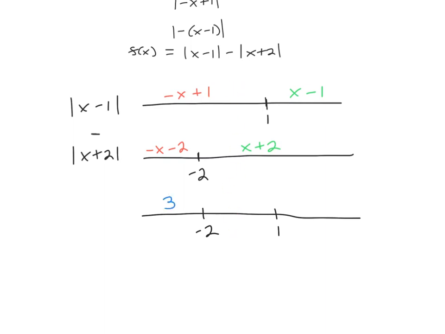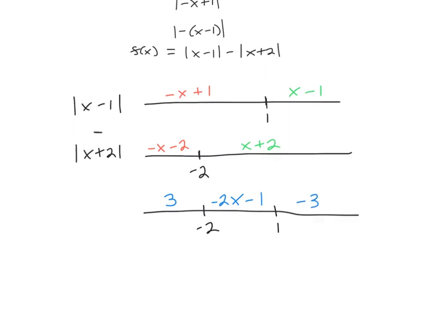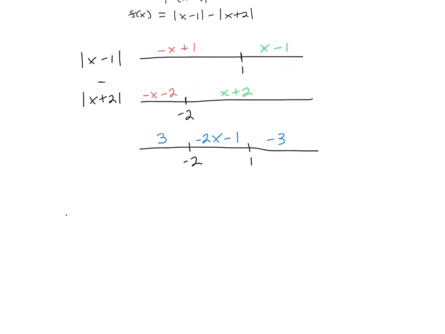In this middle zone, I can see that I'm going to use negative x plus 1, and I'm going to subtract x plus 2. So I'm using the equations that are defined in this region. So negative x minus x is negative 2x. 1 minus 2 is negative 1. And last, in this zone, I'll use this and this, and I'm going to subtract. So x minus x is 0, negative 1 minus 2 is negative 3. So these are the different pieces of our piecewise function.